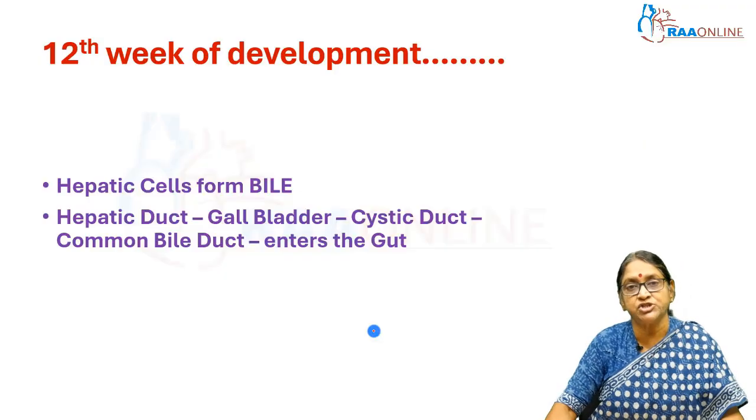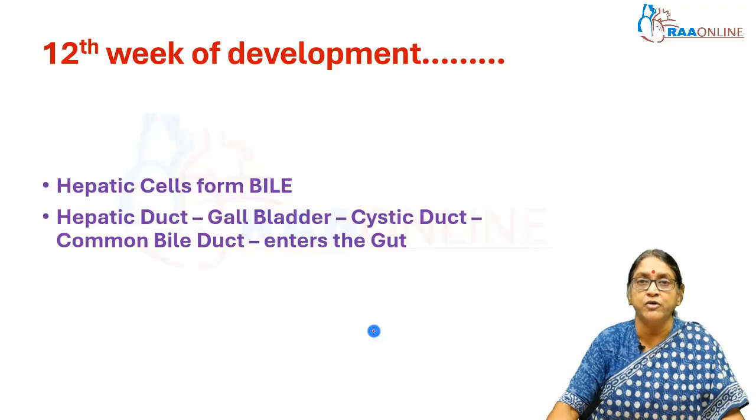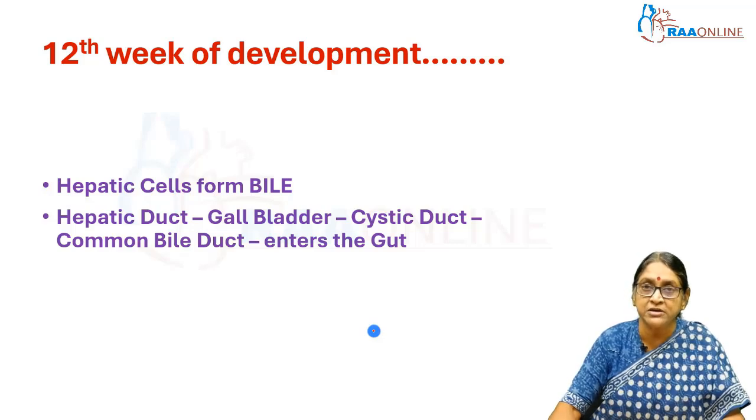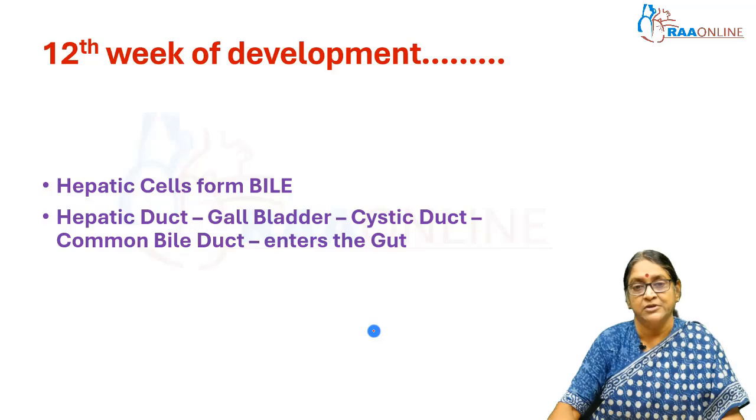Now, what is the next change that we can think of? By around the 12th week of development, the hepatic cells. What are these cells? These are the cells which have come from the endoderm, and these are the cells which line the biliary tracts. So, these cells form bile.